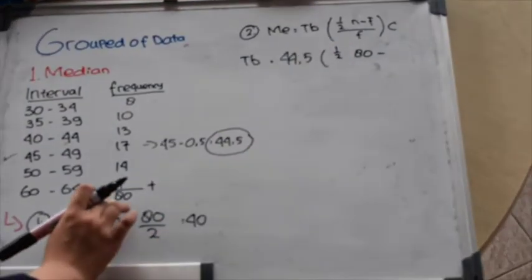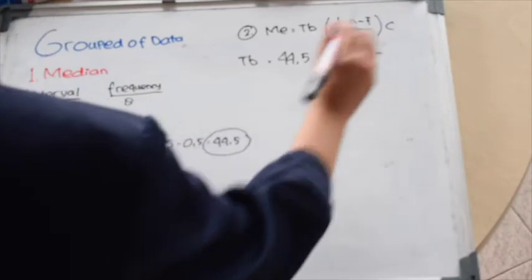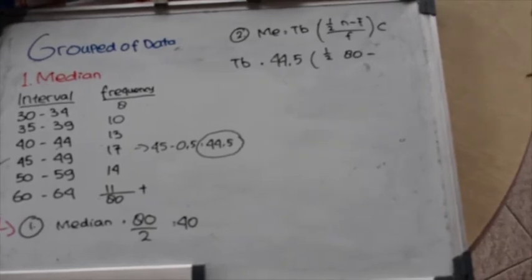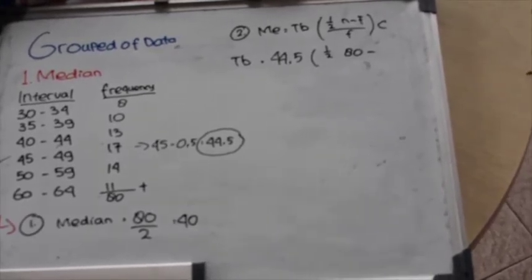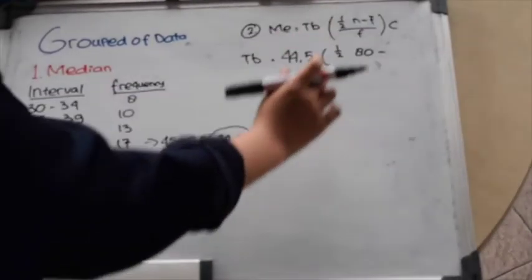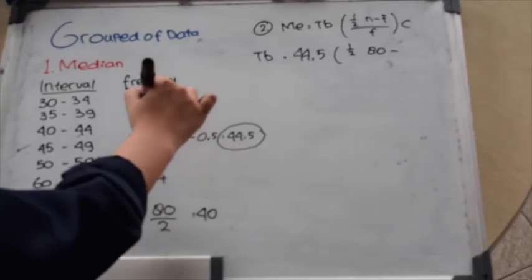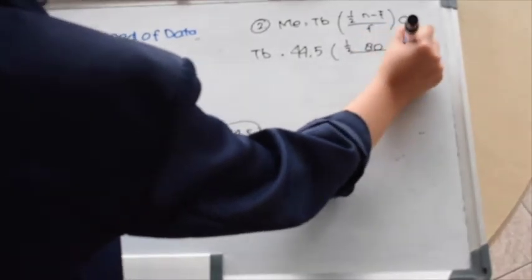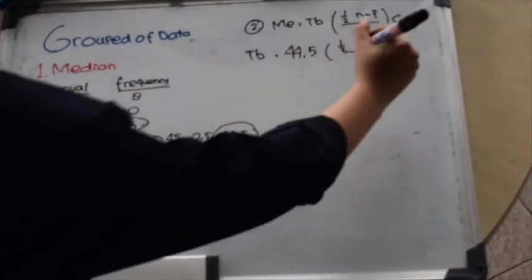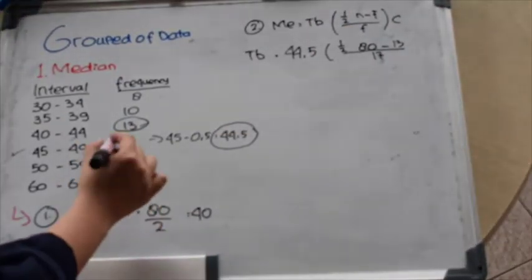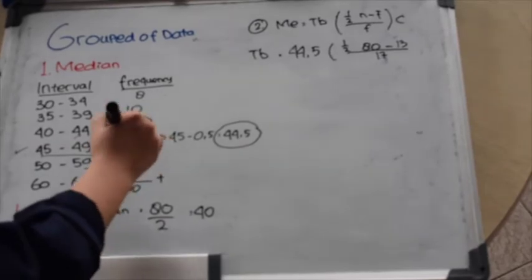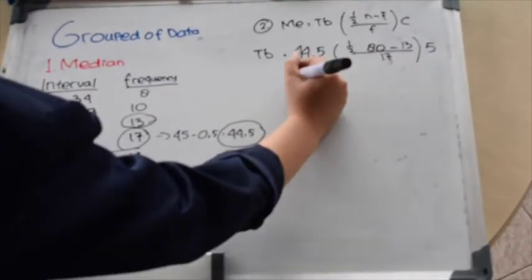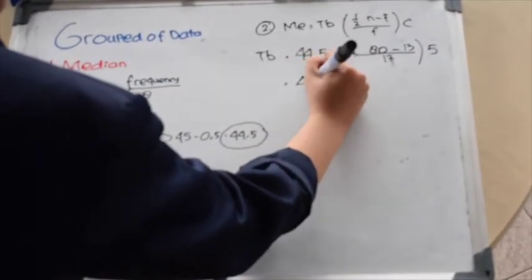80 is from the frequency here. F is the number of frequencies before the median, so we should look in here. It is 30, so we put it in here. 17 comes from the middle of the data here, and the interval of the class is 5, and it's calculated.